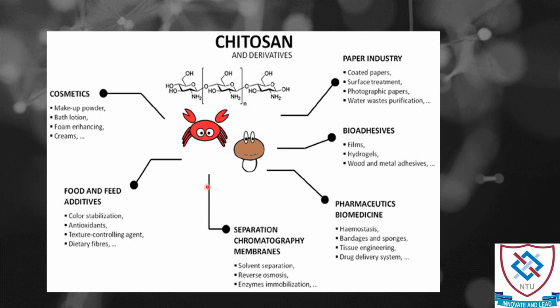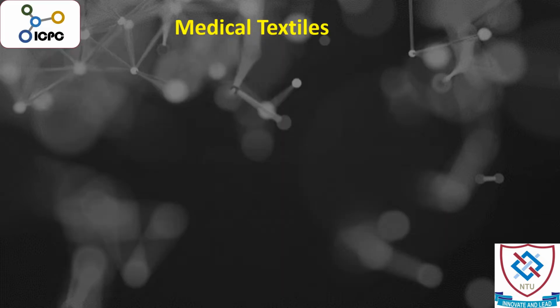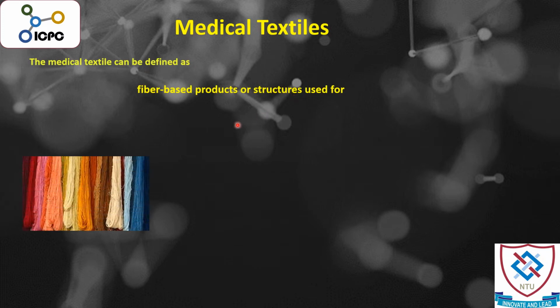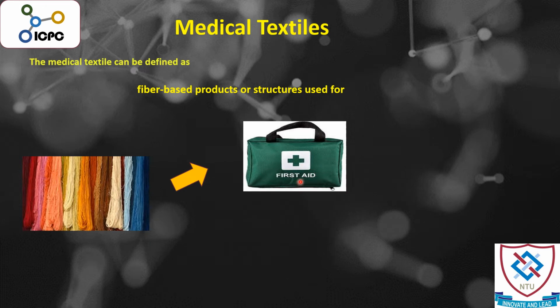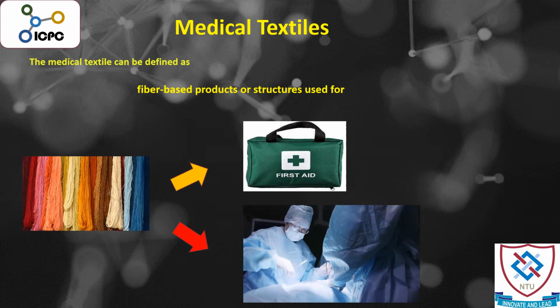Chitosan and its derivatives have found enormous applications in various industries, for example in the paper industry, bioadhesives, pharmaceuticals, chromatography membranes, cosmetics, and food and feed additives as well. Our major focus here is the pharmaceutical or biomedicine industry. As today we are discussing the medical applications of chitosan, medical textiles can be defined as fiber-based products or structures that can be used either as a first aid material or in clinical settings.